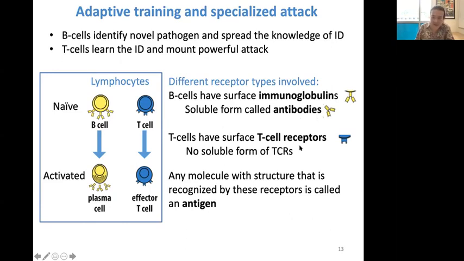T cells have these T cell receptors that are not free-floating. And we will learn later why that's so important. And any molecule with a structure that is recognized by these receptors, either by these Igs or by the T cell, we call an antigen.